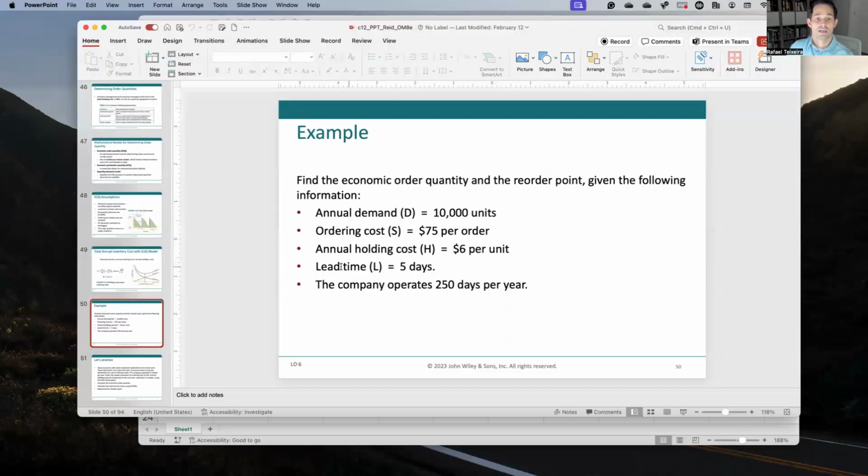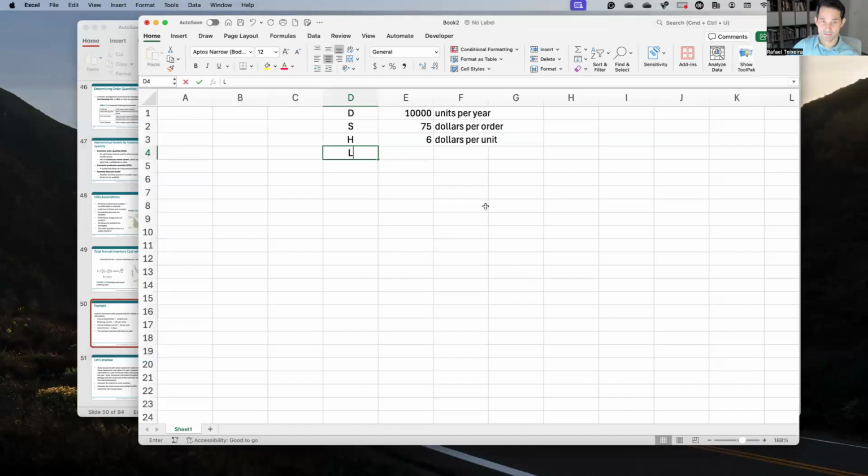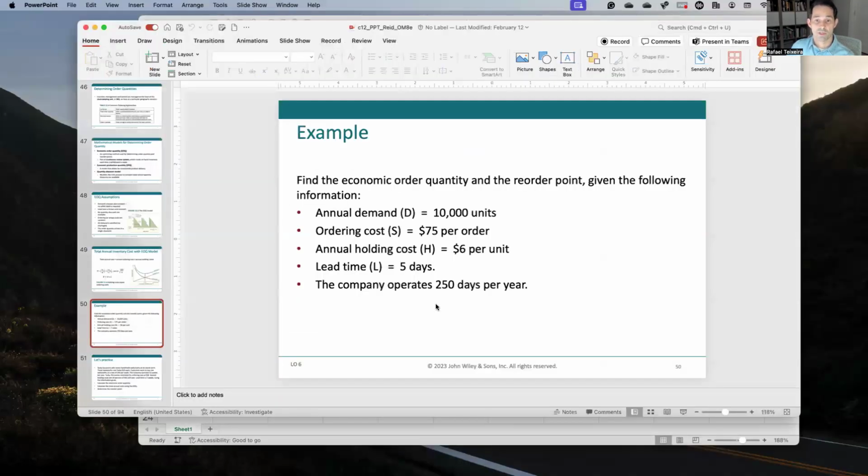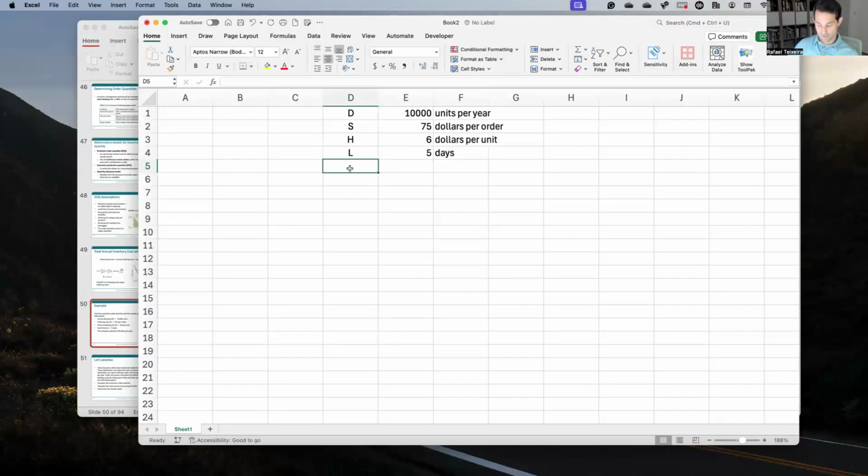What else? Lead time is 3 days. And the company operates 250 days a year. Let's call the year 250. It helps to tell us how many days the company operates. And why is that information important? It's important because I need to compute my daily demand to be able to compute the reorder point. So how much is going to be my daily demand?